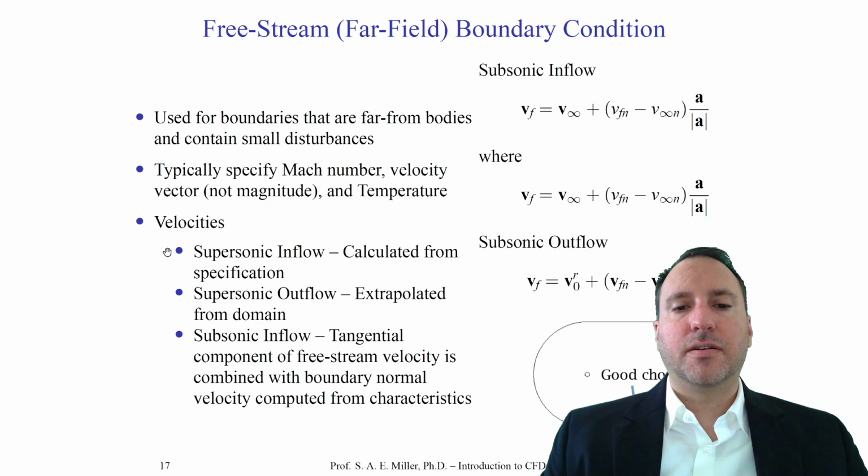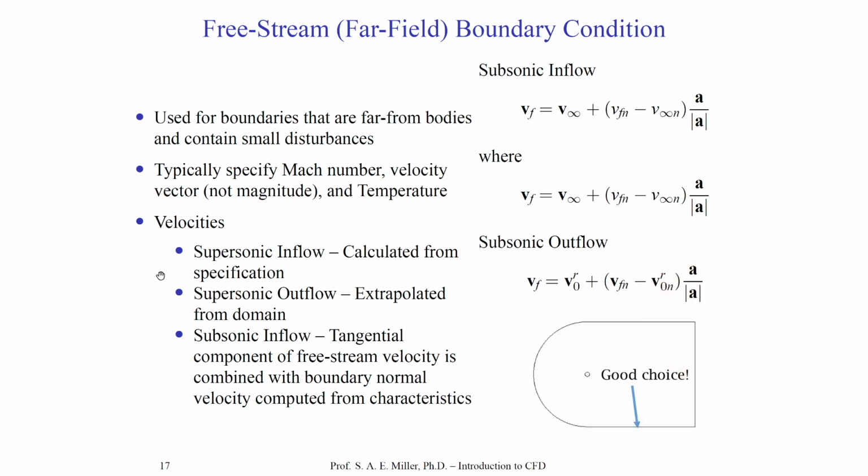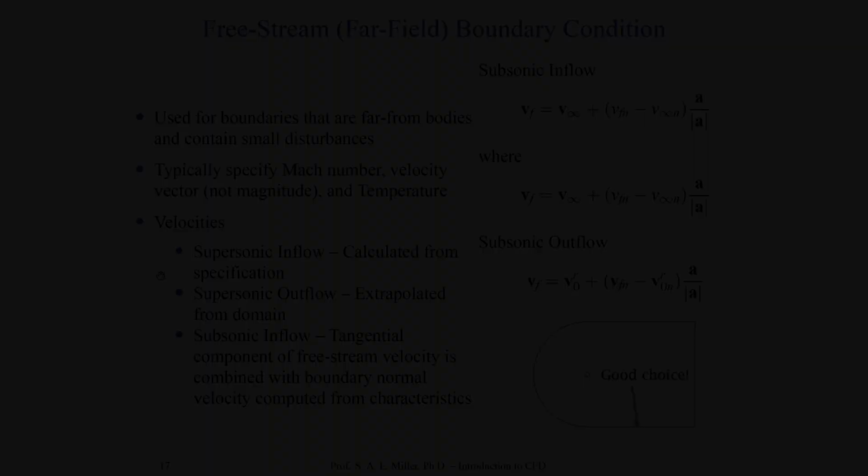The harder part is if the flow is subsonic, going into the domain or out of the domain. Here, the so-called tangential components of the free stream velocity, which we've written as those bold A's over A magnitude, will be combined with the boundary normal velocity computed from the characteristics. So there is a method of characteristics calculation happening, which we talked about earlier.